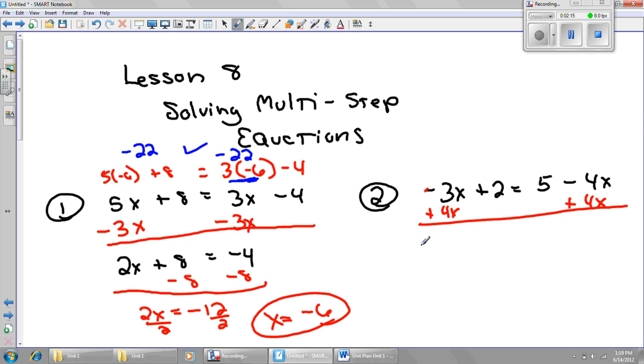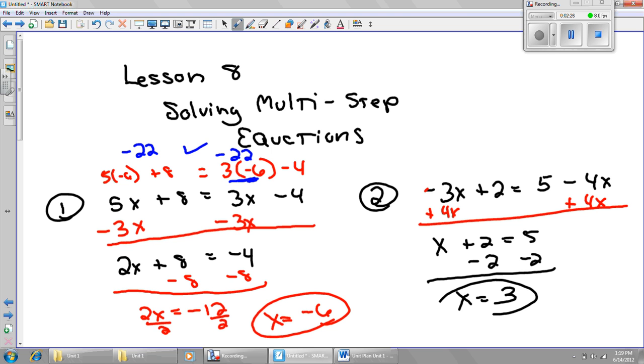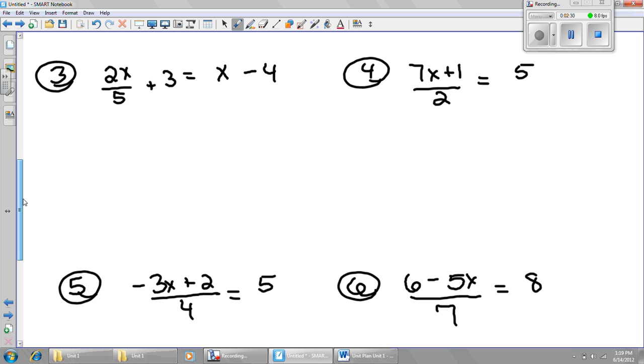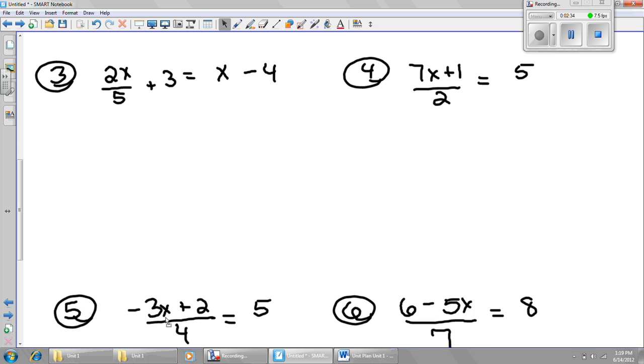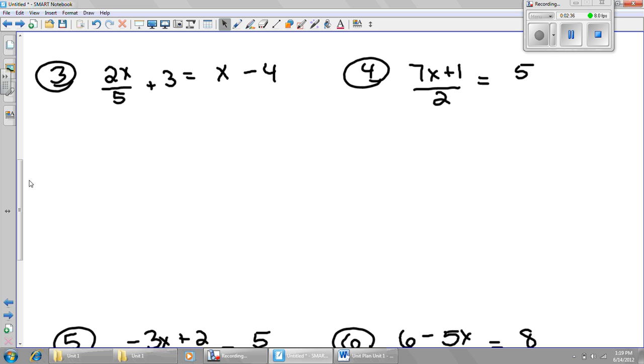My new equation becomes x plus 2 equal to 5, and now it's just a one-step equation. Subtract 2 from each side, x will equal 3, and there you go. All right, problems 3 and 4. I may not have given myself enough room to do them. Let me scoot those down a little bit.